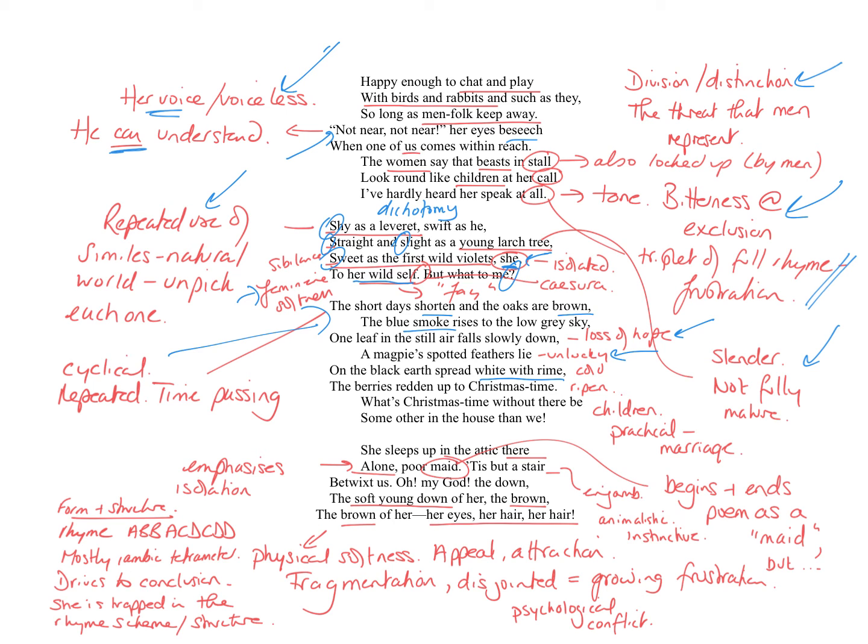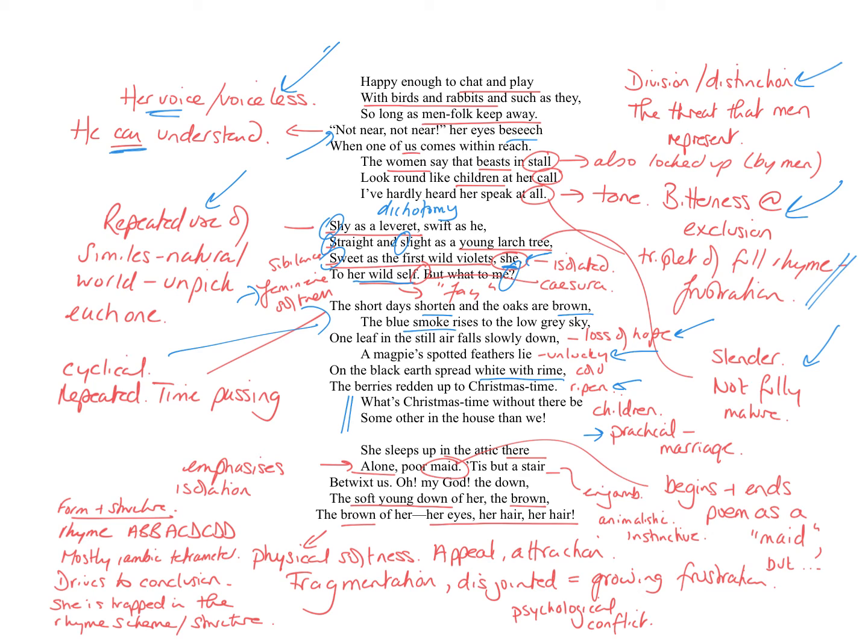We've had that emotional coldness in terms of her smile shutting down like a winter's day. And yet the images in the farmer's head are one of ripeness, it's Christmas time. "What's Christmas without there be some other in the house than we?" He is looking at the practical side of marriage. He wants children. And of course, if his wife won't come near him, he's not going to be able to have children. And he's ever practical.